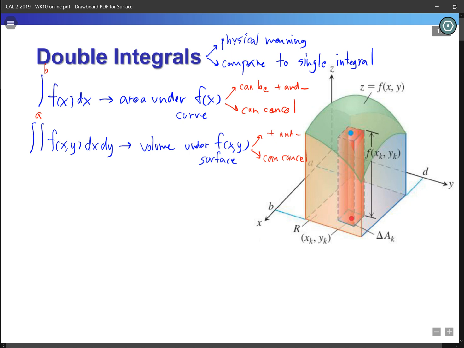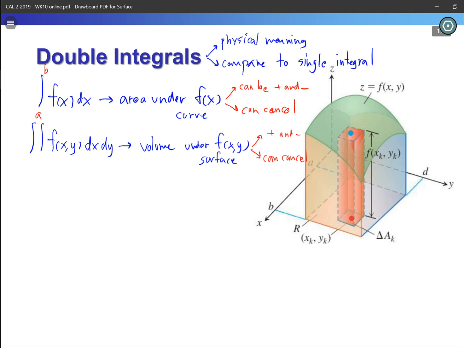So if your double integral comes out to be negative, don't be surprised and get confused about it. It's possible. And if the double integral comes out to be 0, it doesn't always mean that the volume is 0. It could mean that it cancels each other out somewhere.